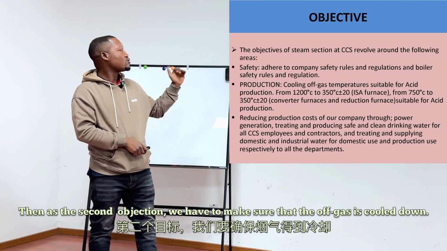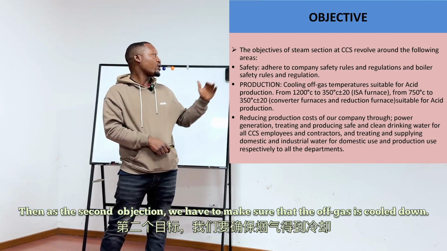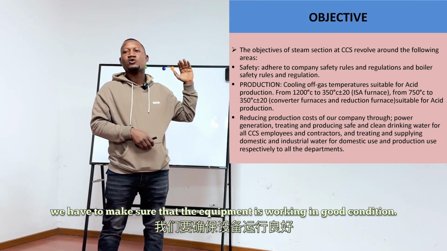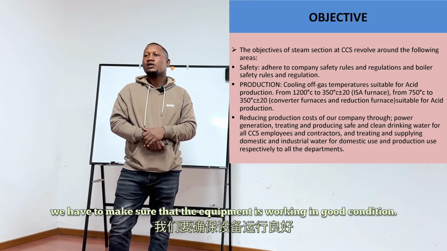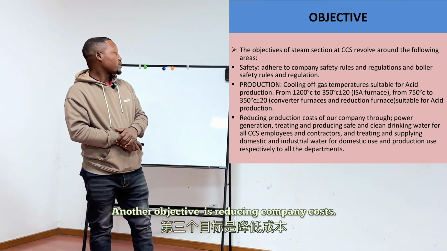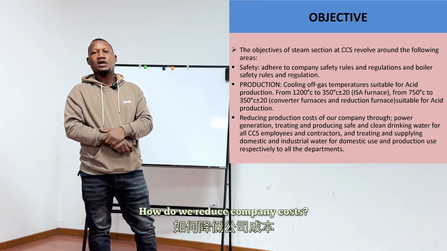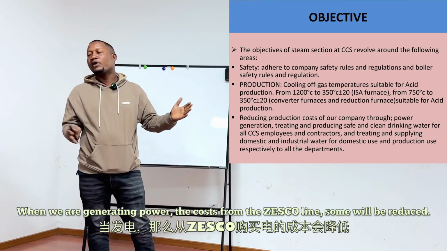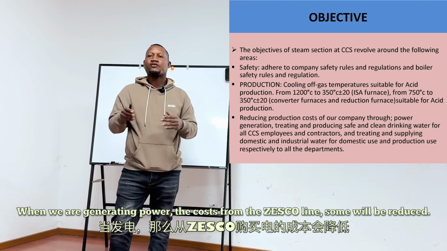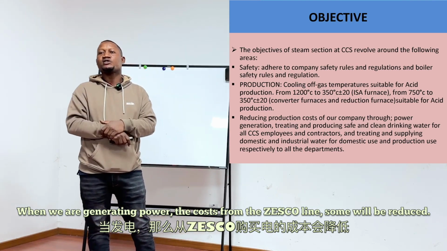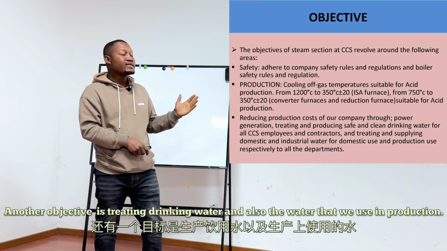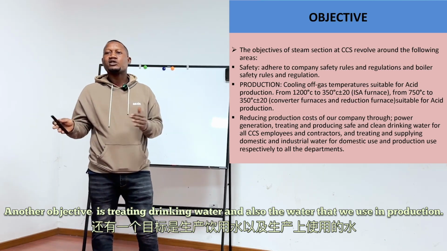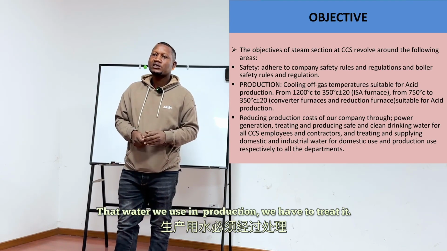Then as the second objective, we have to make sure that the off gas is cooled down. To achieve this objective, we have to make sure that the equipment is working in good condition. Another objective is reducing company costs. How do we reduce company costs? One is through power generation. When we are generating power, the cost from the ZESCO line is reduced. Another objective is treating drinking water and also the water that we use in production. That water we use in production, we have to treat it.